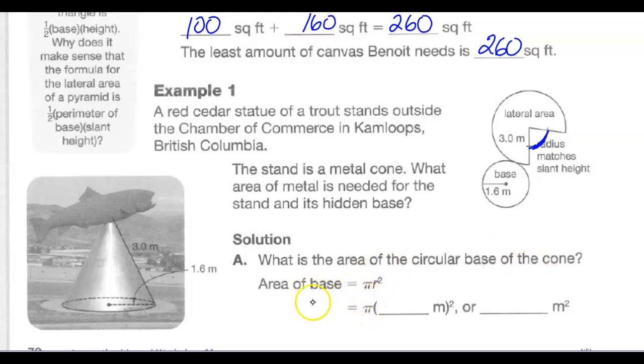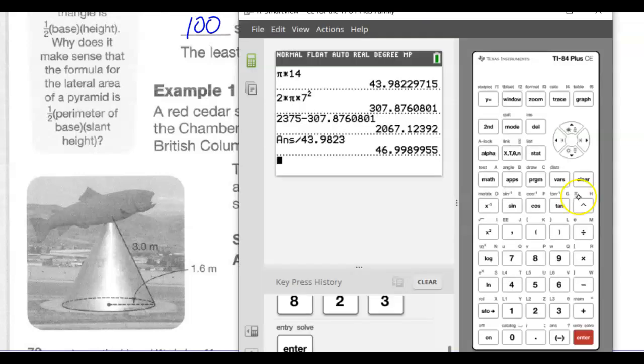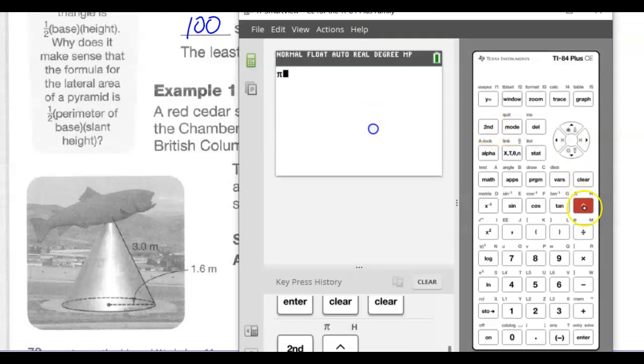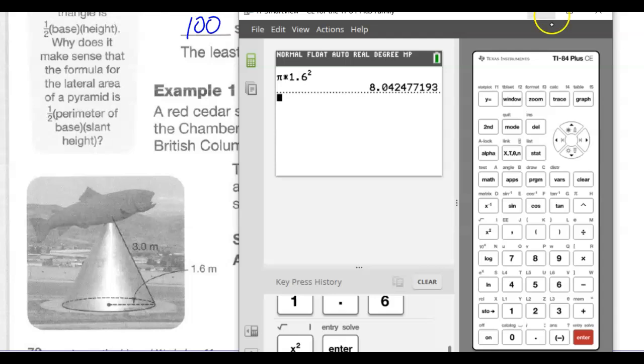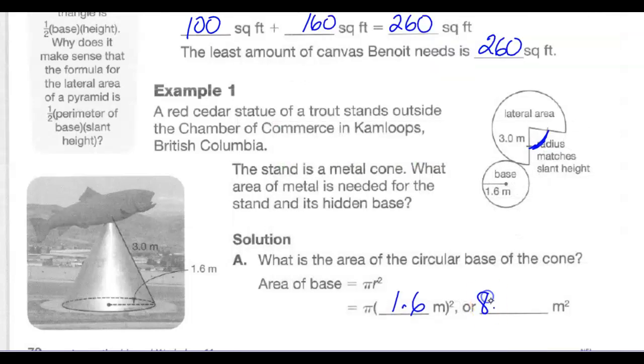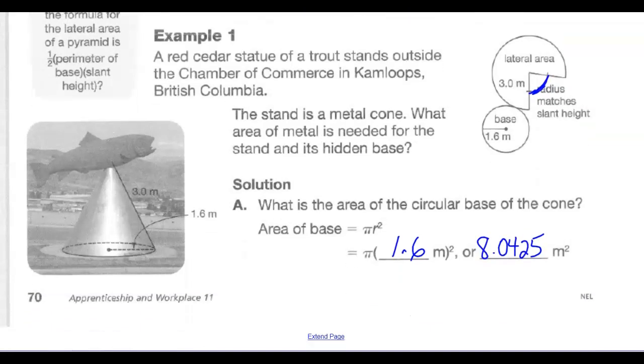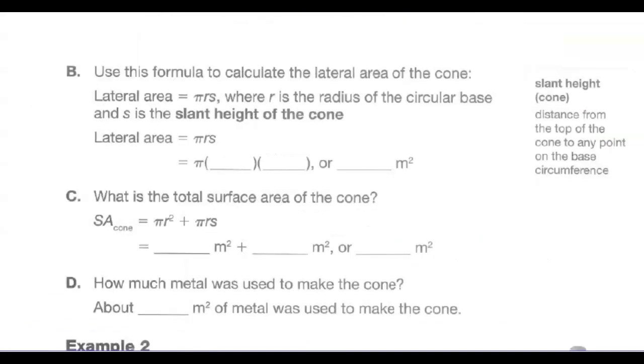So pi times, we need the radius, which is 1.6. Okay, so we'll get our calculator out. Pi times 1.6 squared is, and again, keep a few decimal places, 8.0425. Okay, then we'll have to flip to the next page.